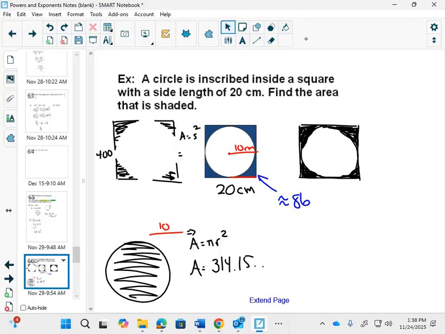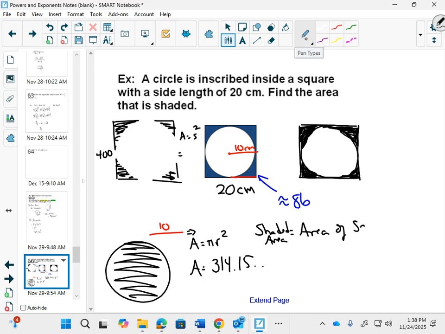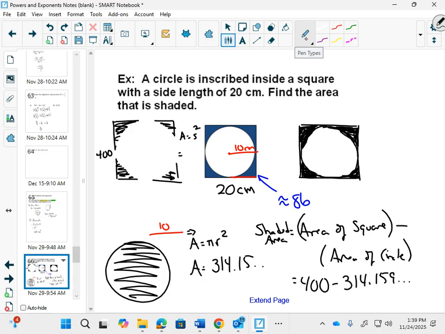So we had to do a little problem solving here. The shaded area is going to equal the area of the square, put that in brackets, minus the area of the circle. So I had 400 was the area of my square, minus 314.159, dot, dot, dot. And that got me about 86, I guess it's 85.84.